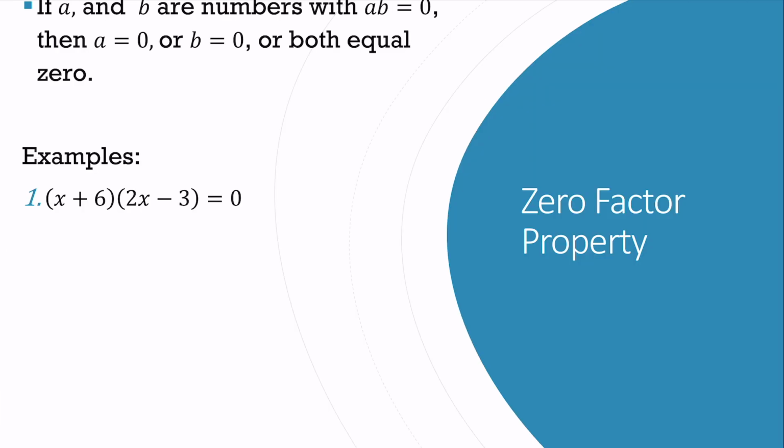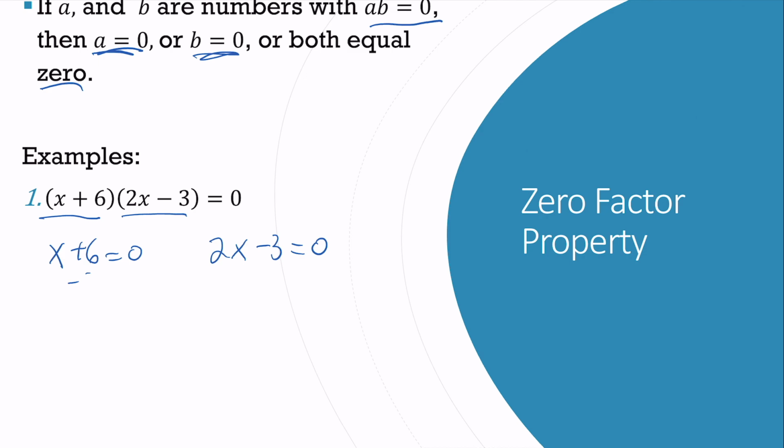So the zero factor property says this: if a and b are numbers and a times b equals 0, then either a is 0, b equals 0, or both equal 0. So for this example, I have an already factored quadratic equation. I've got x plus 6 times 2x minus 3 equals 0. So what we're going to do is set both of them equal to 0, and solve for x. We set every factor we have equal to 0, and we solve for x.